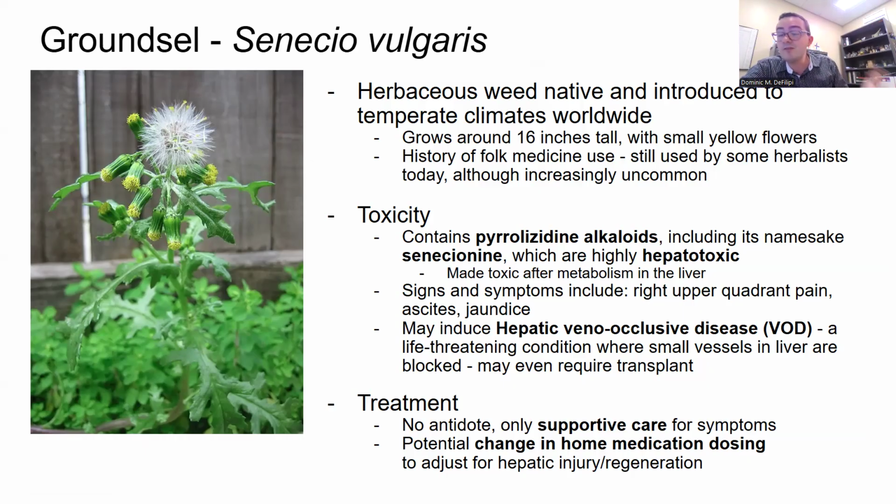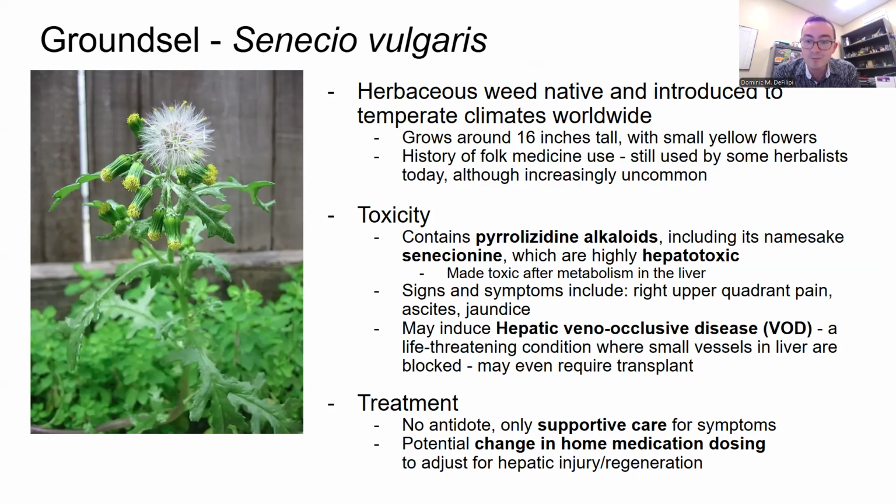Historically, they have a history of folk medicinal use, and are still used by some herbalists today, although it's increasingly uncommon. Its toxicity is due to pyrrolizidine alkaloids, including its namesake senecionine. I'll try to say that 5 times fast, which are highly hepatotoxic, or highly toxic to the liver. It's made toxic in metabolism in the liver. So it's actually not toxic until it gets to the liver, and then it gets metabolized into those toxins. The symptoms include right upper quadrant pain, which is a classic symptom of liver toxicity, ascites, and jaundice.